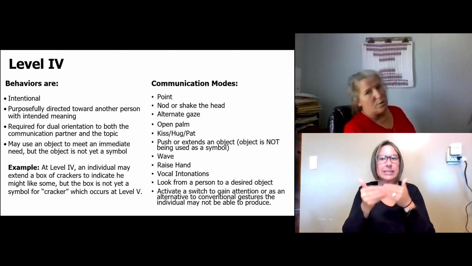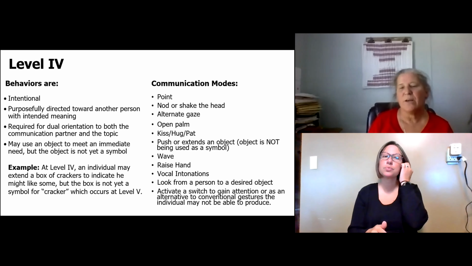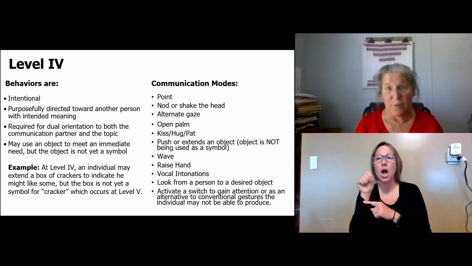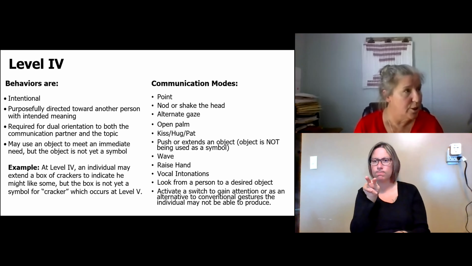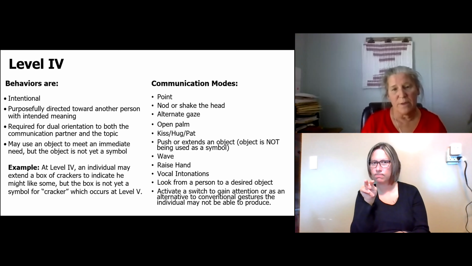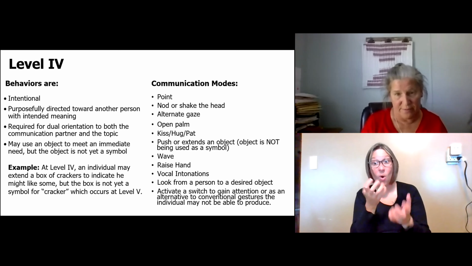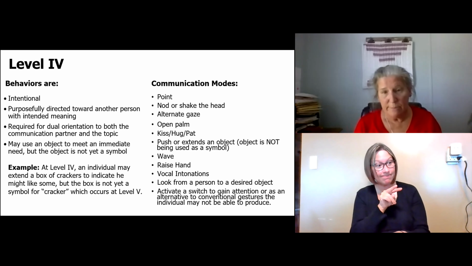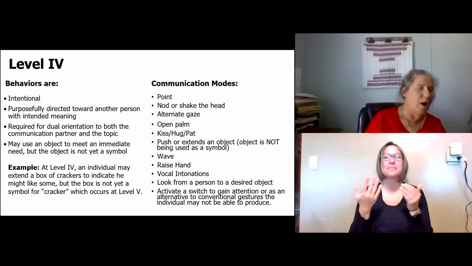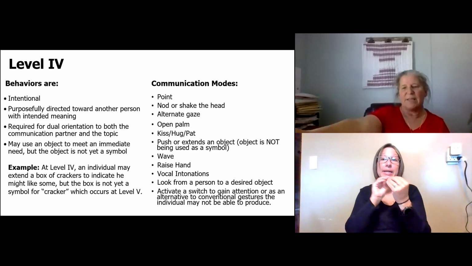Some of the modes they might use are pointing, nodding, or shaking. They might use that alternate gaze, where they look at it, look at you, and then look back at it, as if to say, boy, I would really love to have that cookie sitting there. Would you get it for me? And then sometimes open palm, they may kiss or hug, or extend an object.